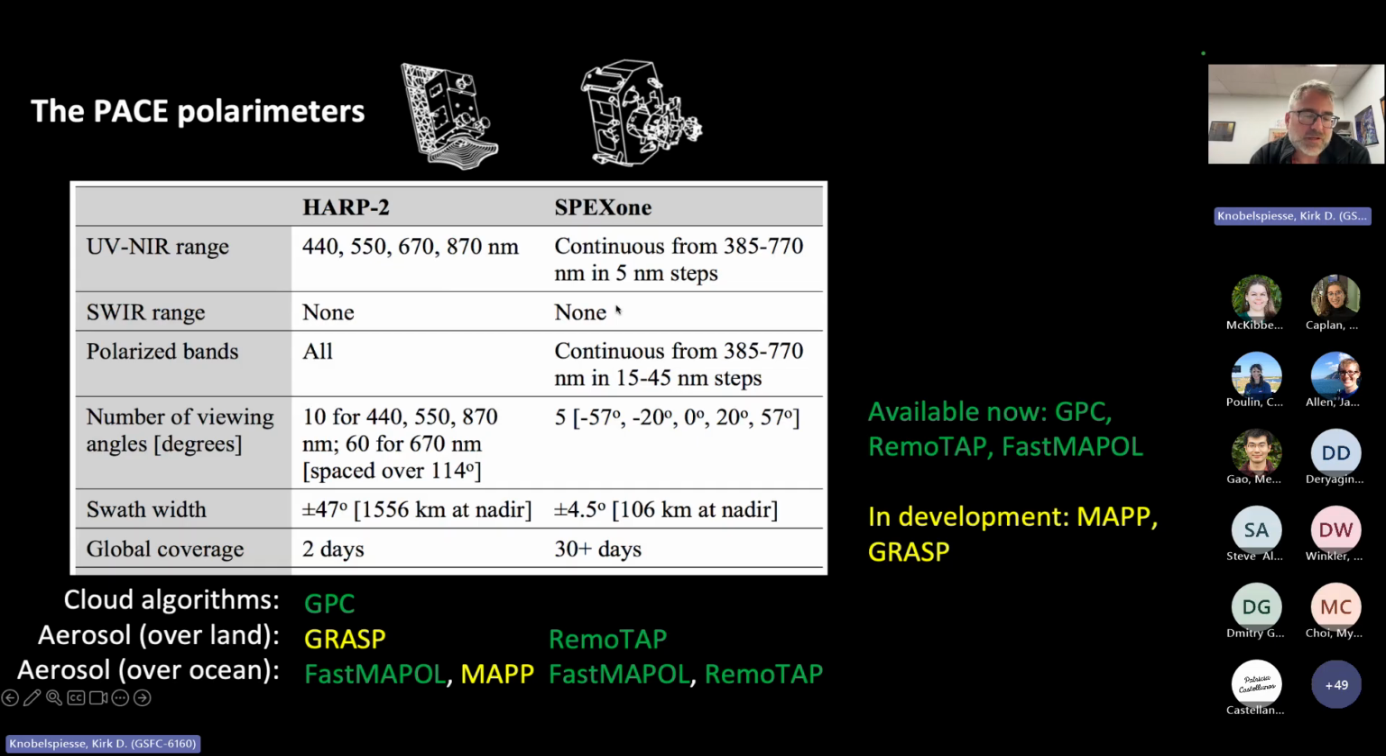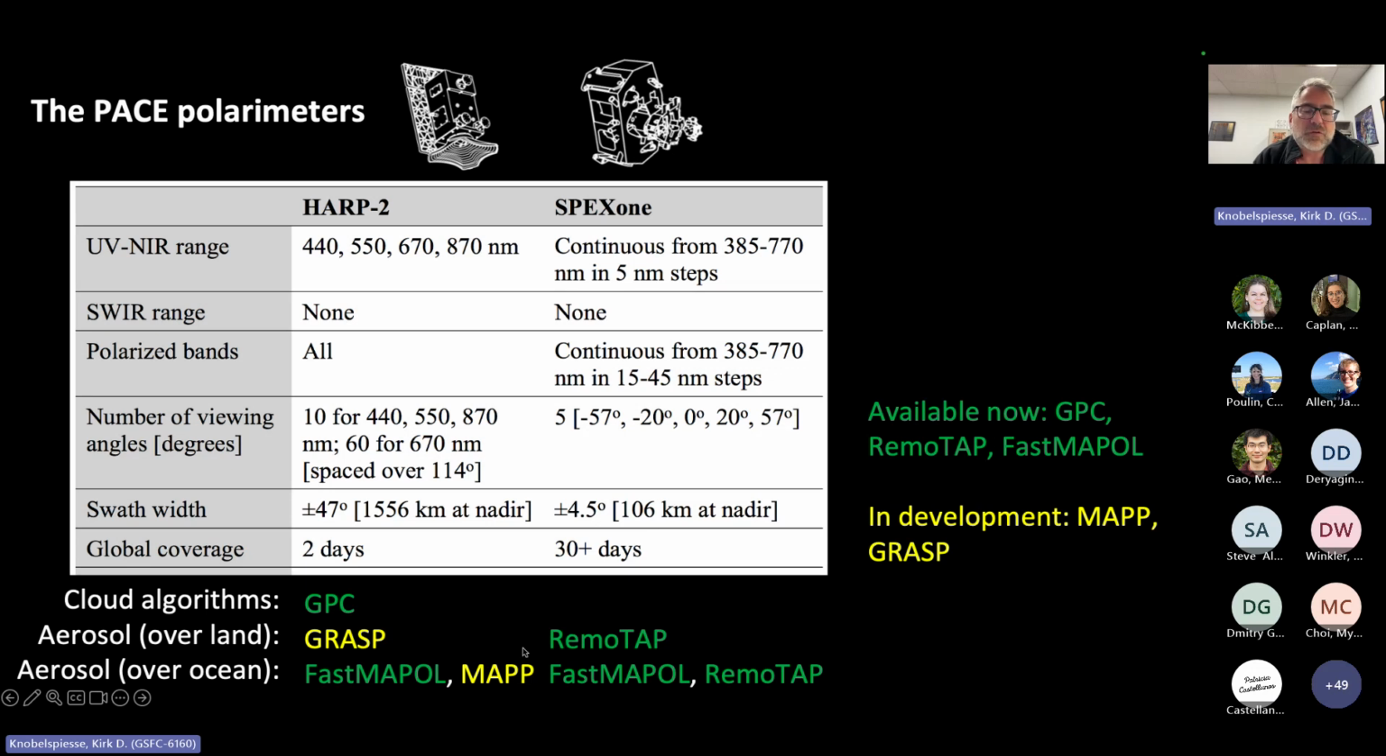And we have a number of different algorithms that are creating both cloud and aerosol products, but not exclusively cloud and aerosol products, from these instruments. So for example, we have a very interesting package of algorithms called the GISS polarimetric cloud algorithm suite. And this is retrieving cloud droplet size distribution and other information from the cloud bow on HARP. That's available now. Everything on this page here in green is available now.